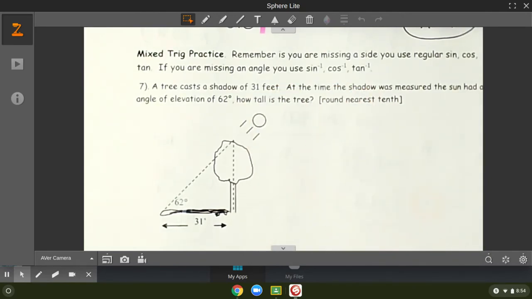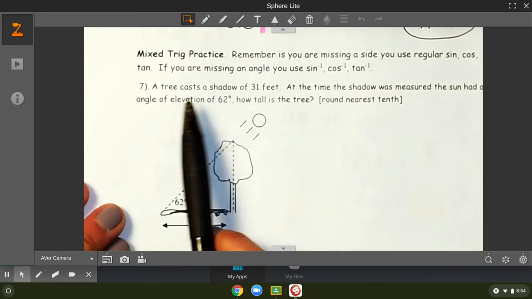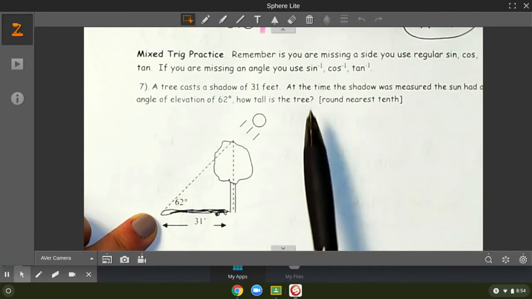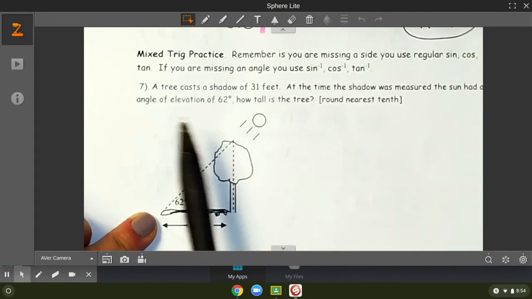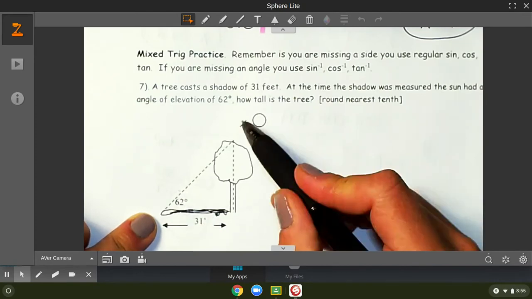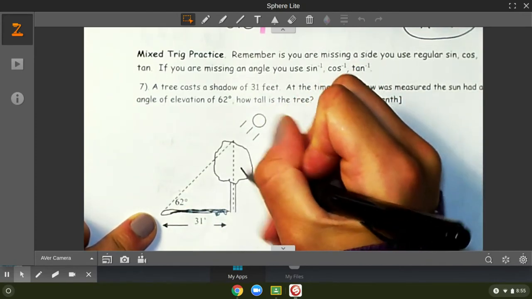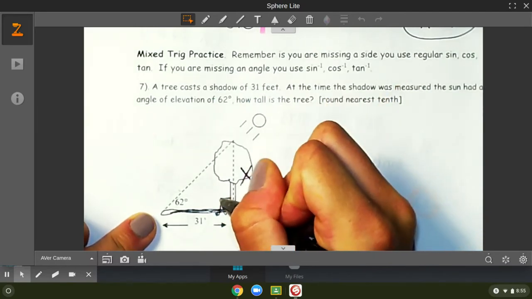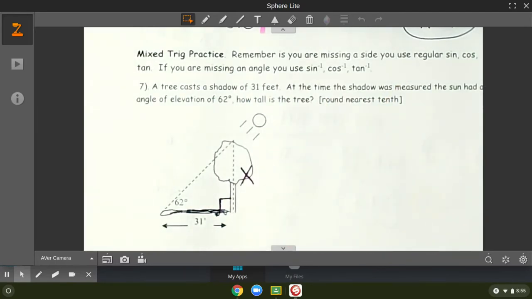So let's go back and make sure we have everything in the picture. A tree casts a shadow 31 feet long. There's the shadow. At the time the shadow was measured, the sun had an angle of elevation of 62 degrees. That's in the picture. How tall is the tree? So our x is the height of the tree. And then remember that when you take height, it's always perpendicular. So it's a right triangle.